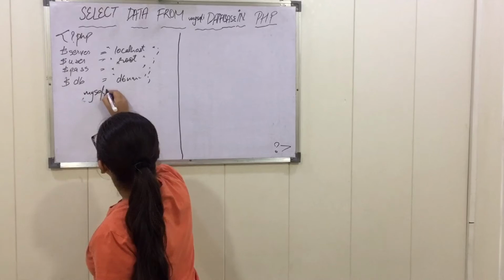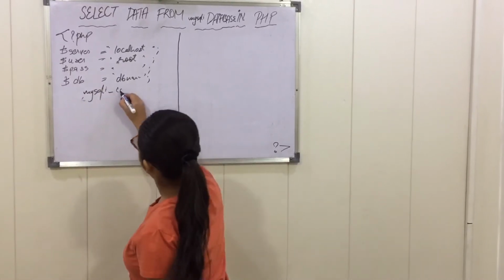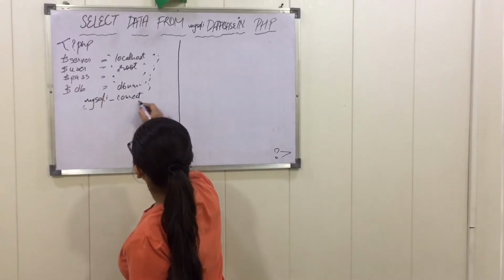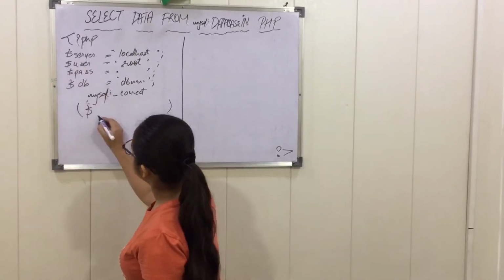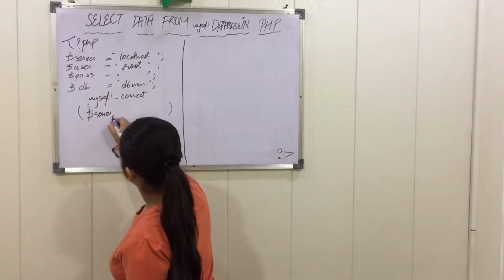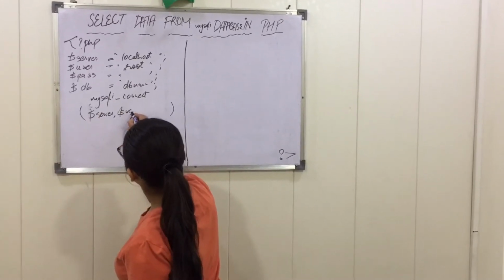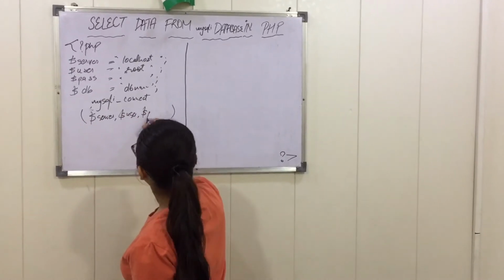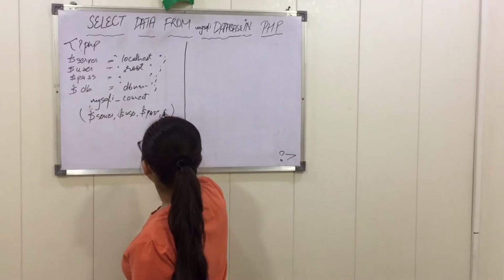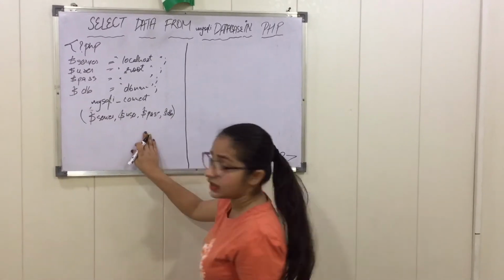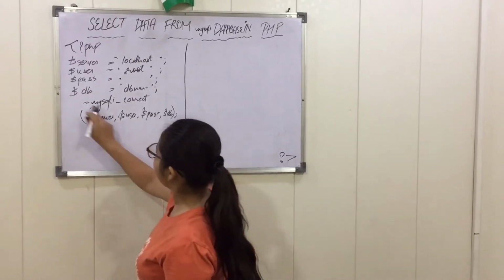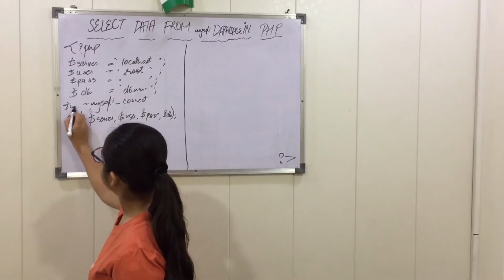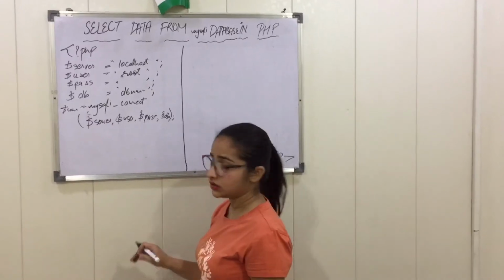We will create the connection with mysqli_connect. After that we pass all the values: first $server, comma $user, comma $pass and $db. So our connection has been created, and we put this into a variable. Suppose my variable name is $con, that is the connection.